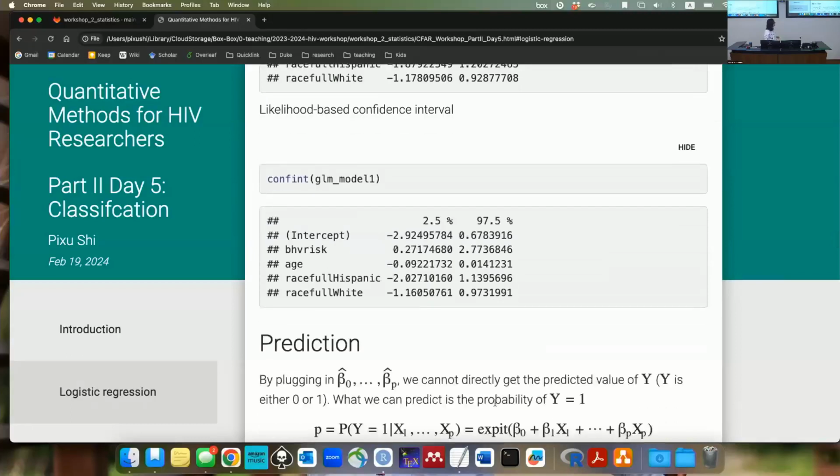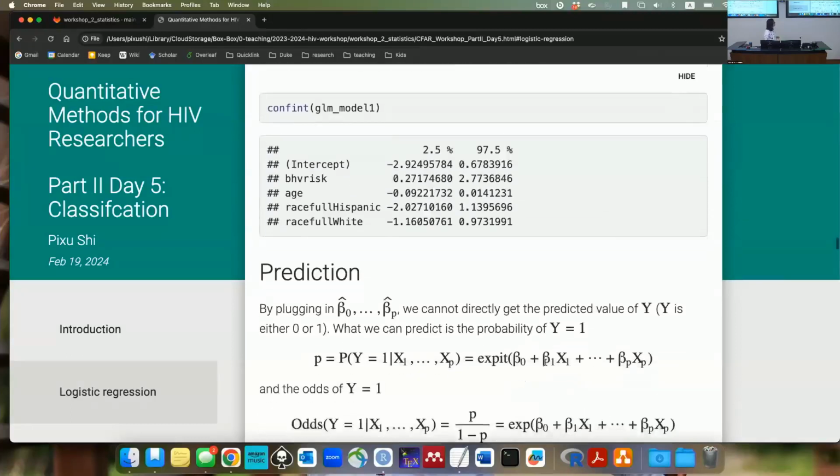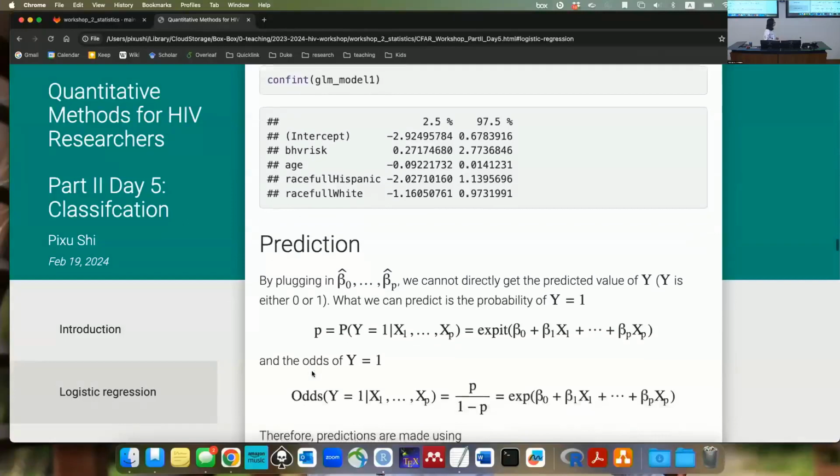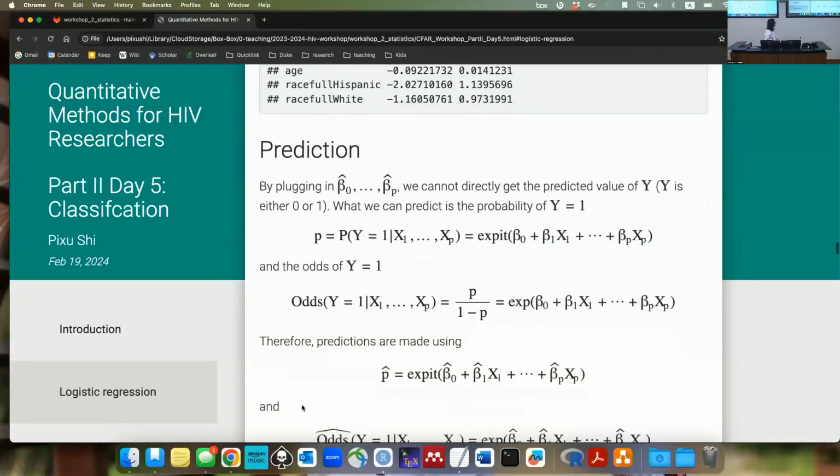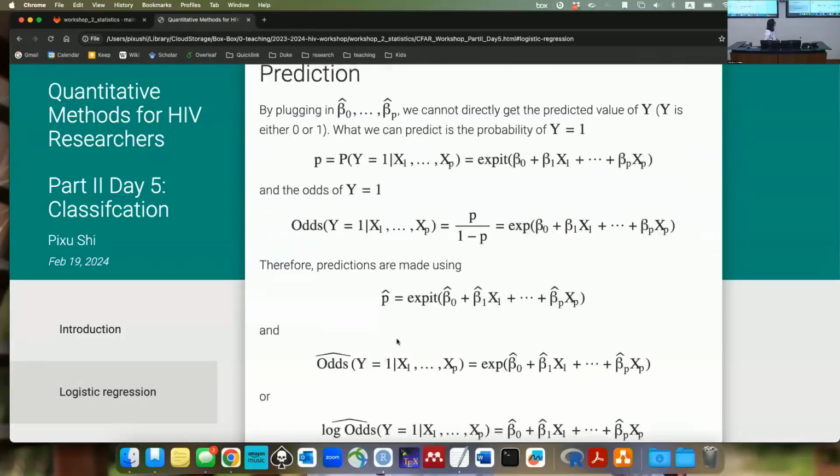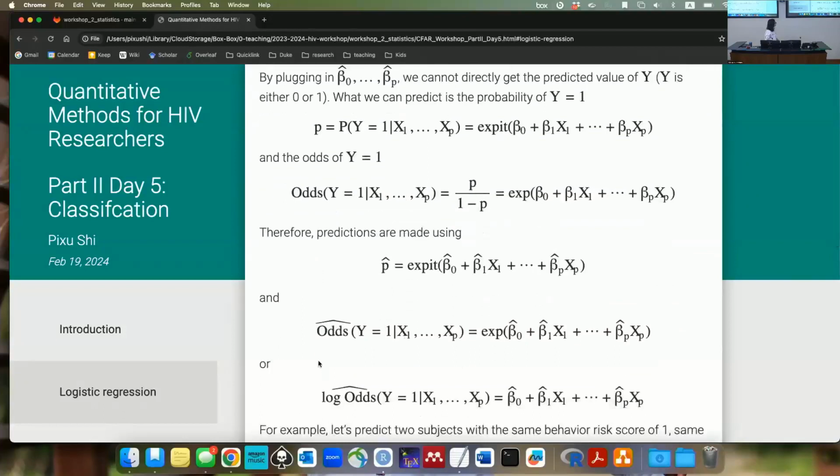And for prediction, if you plug in the predictor values, you can obtain the predicted probability, or you can transform it into the predicted odds. So we have the predicted probability and the predicted odds, or the predicted log odds. Those are all things that you might be interested in predicting, depending on what you're reporting and which one is easier to interpret.